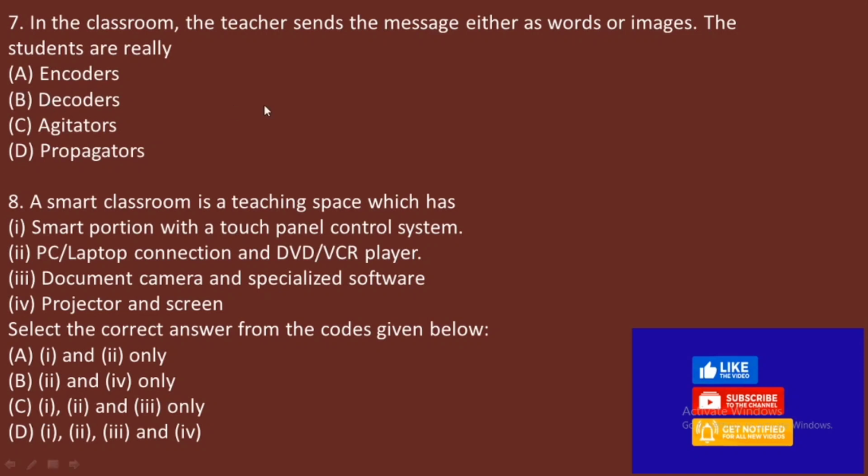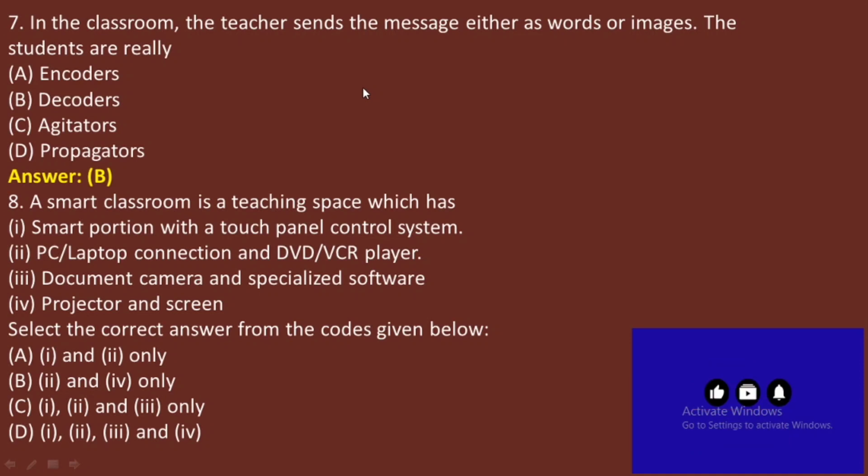And in the classroom, the teacher sends the message either as words or images. The students are really encoders, decoders, hesitators, or propagators. Here the correct one is option B, that is decoders. They will decode it and they will understand it.